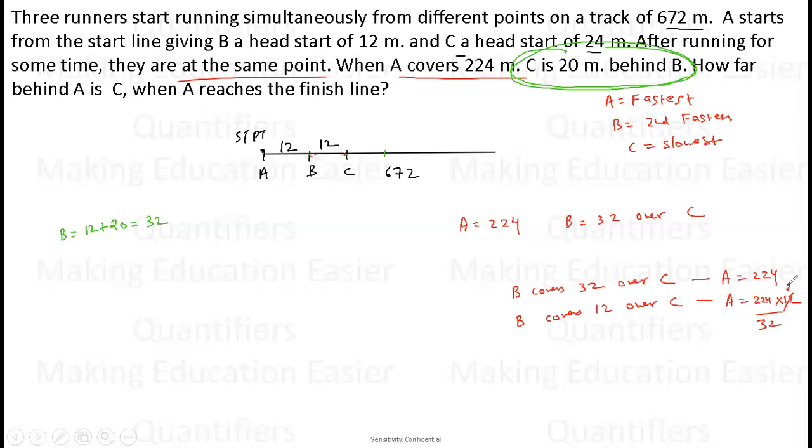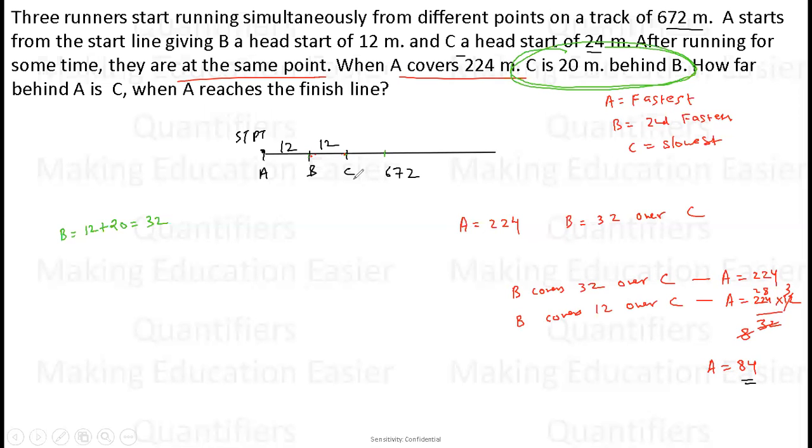So 4 into 3 is 12, 4 into 8 is 32. So students, this comes out to be 8 into 2 is 16, 28. 28 into 3, that means 84. A must have covered 84. अब students, इससे हमें क्या पता लग रहा है? When A covers 84, B and C are together.